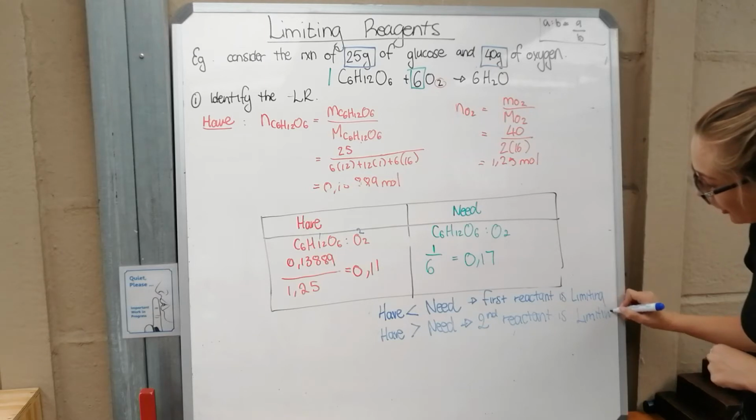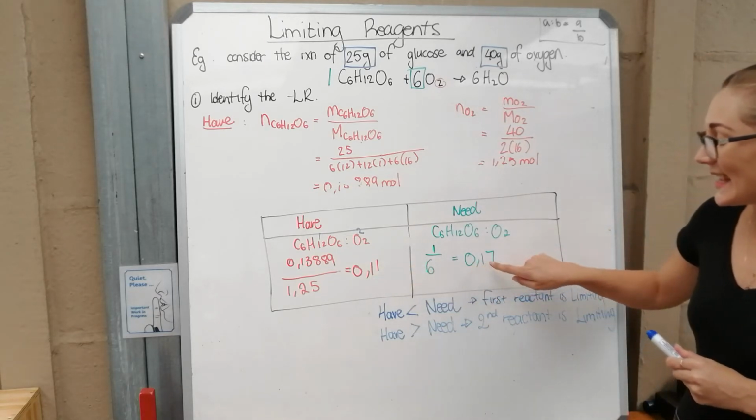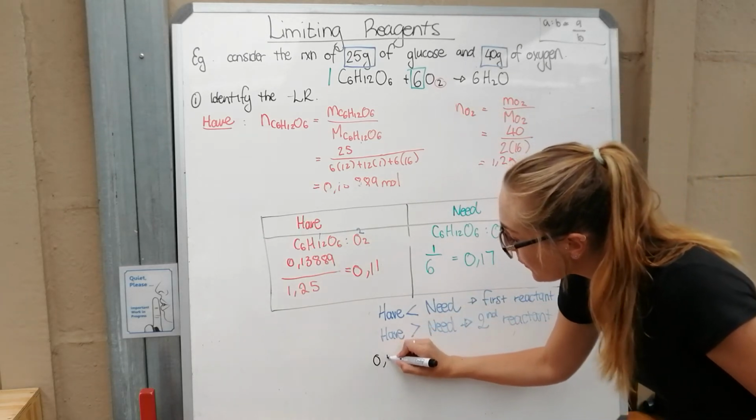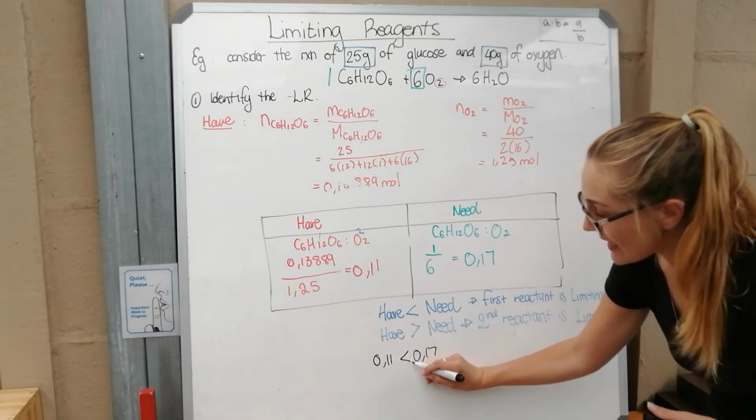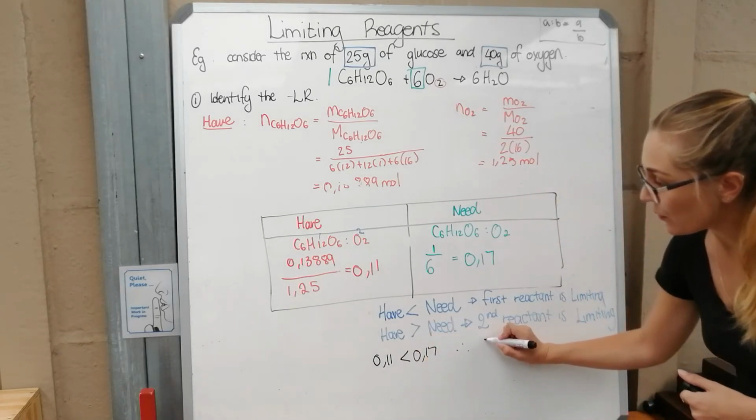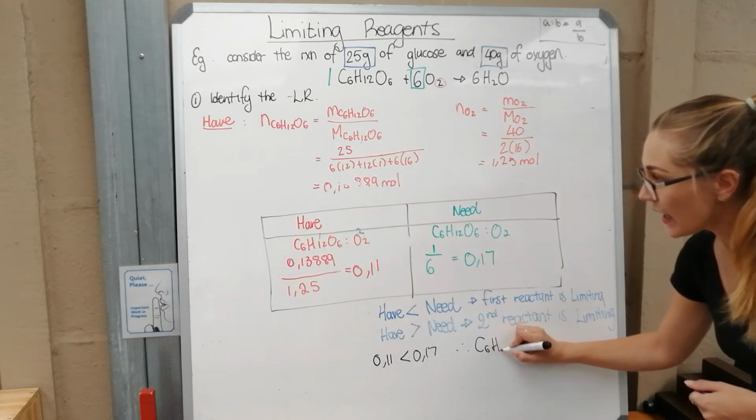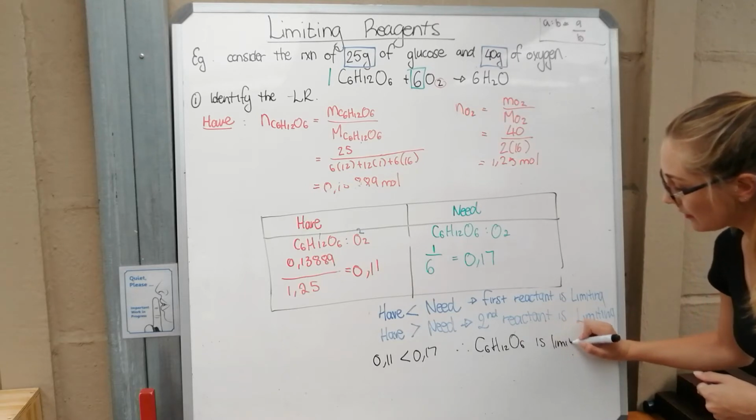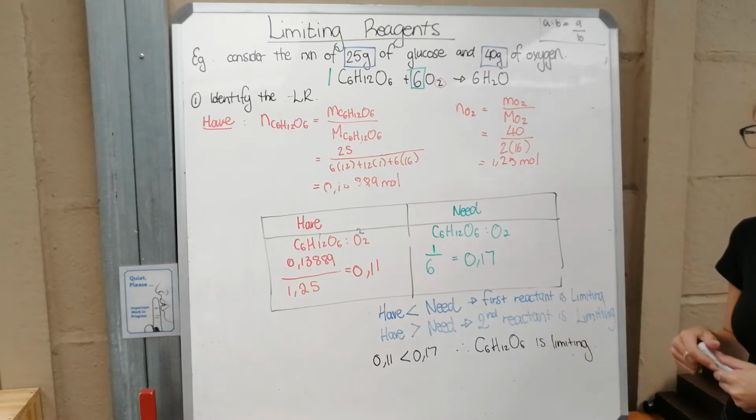Okay, now let's look at what we've got. My have ratio is less than my need ratio. So we're going to write 0.11 is less than 0.17. So have is less than need. Therefore, glucose, our first reactant, C6H12O6, is limiting. Okay. So now we know which one is our limiting reagent.